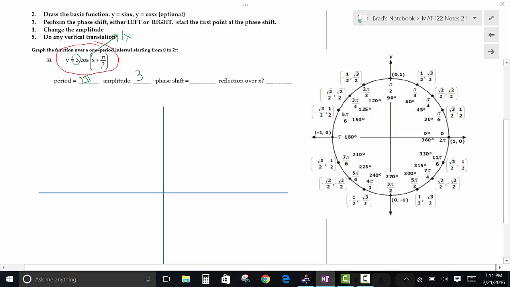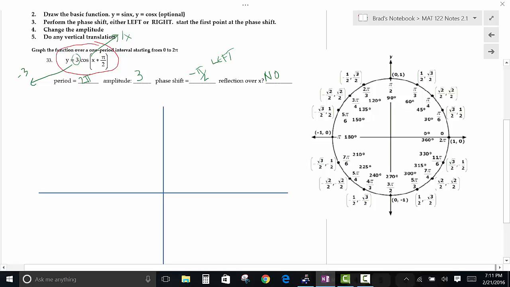The phase shift is this number, the pi over 2, and that's going to go to the left, so we're going to use negative pi over 2. Okay, in order for there to be a reflection, there would have to be like a negative 3, so there's no reflection over the x-axis.